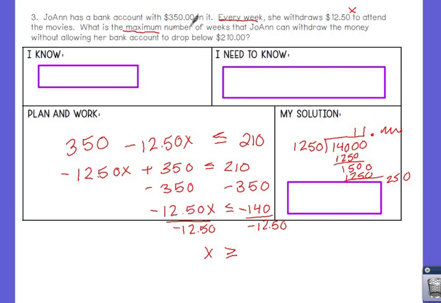I need to know what is the maximum number of weeks Joanne can withdraw that money. Well, if I rounded it up to 12, would she still have 210 in her bank? No. So I needed to round down to 11. Would she have 210 in her bank? So she can only withdraw for 11 weeks or fewer for her not to drop below $210.